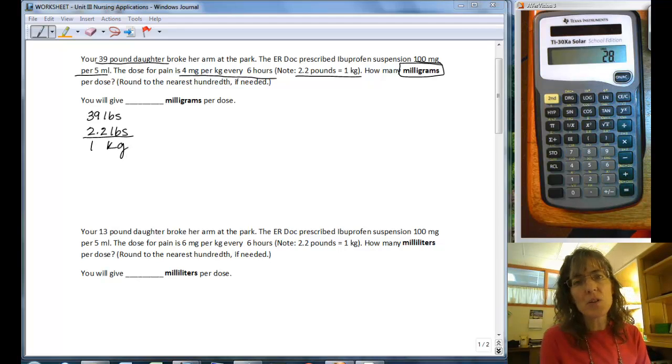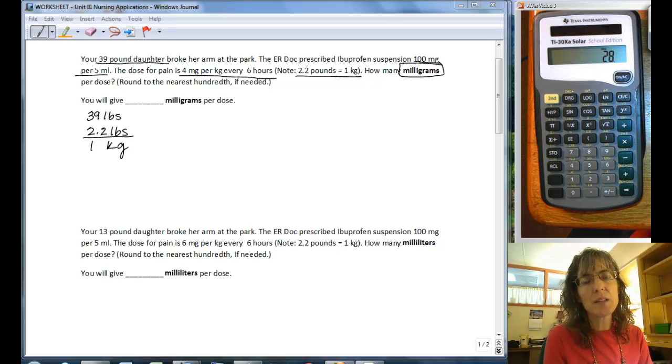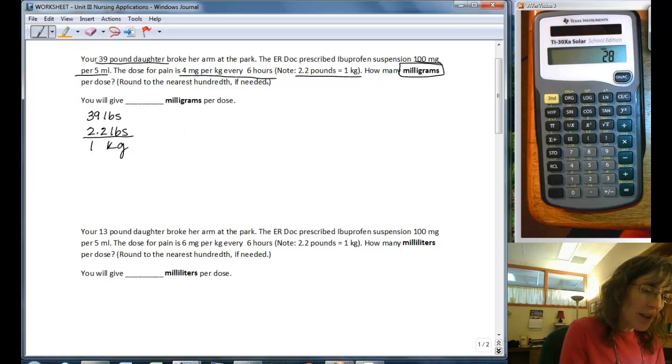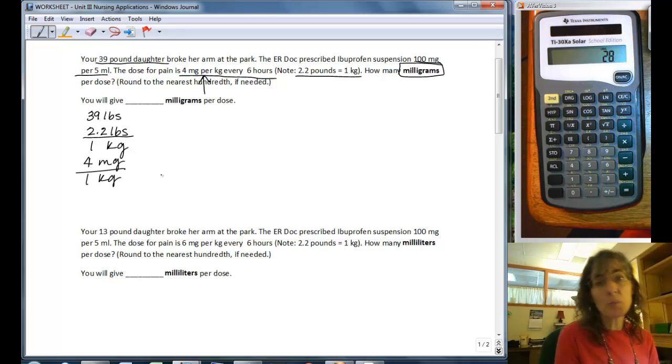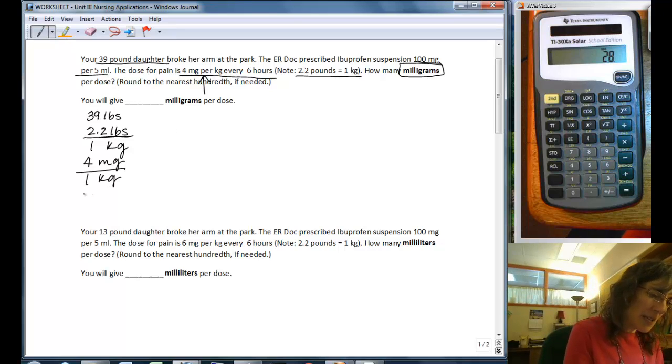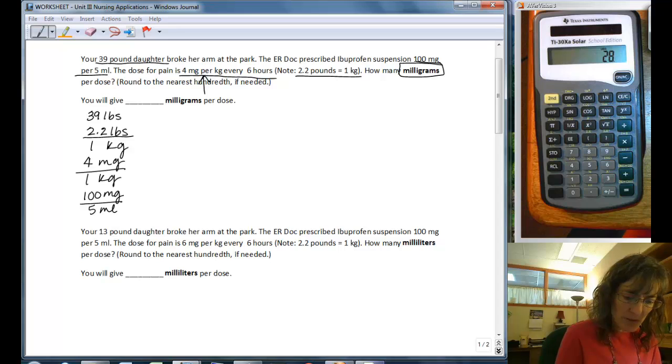And I wrote that next because it also has pounds. Even though it wasn't next in the description, it also has pounds. It's going to help me convert from those pounds into kilograms. And the next thing I have, if there's something with kilograms, I'd like to use it. And I see this one right here. So that one is 4 milligrams per 1 kilogram. And that can help me convert from kilograms to milligrams. And then the last one I see is 100 milligrams per 5 milliliters.